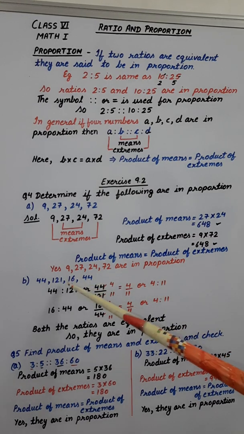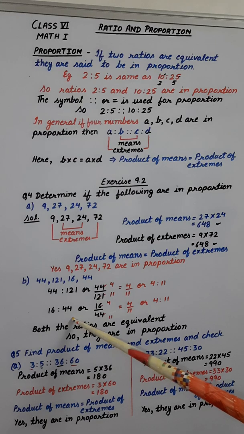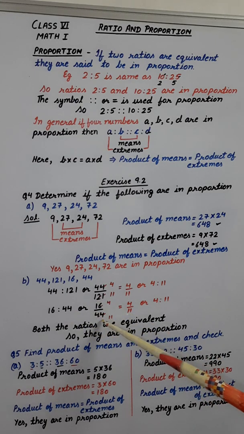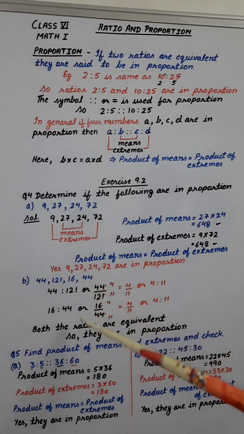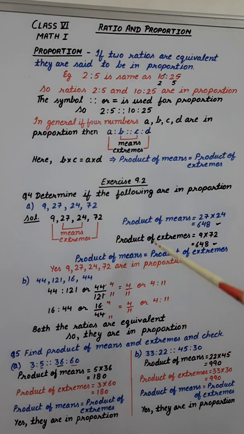Similarly, next two terms, 16:44 or 16 upon 44, let's reduce it. 4 4s are 16, 4 11s are 44. So the result is 4 upon 11 or 4:11. So here we can see that both the ratios are equivalent, and if ratios are equivalent, then yes, we will say these numbers are in proportion. So these are two different methods.